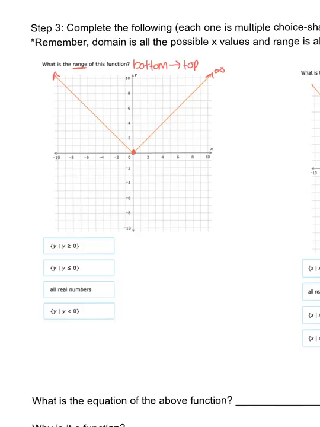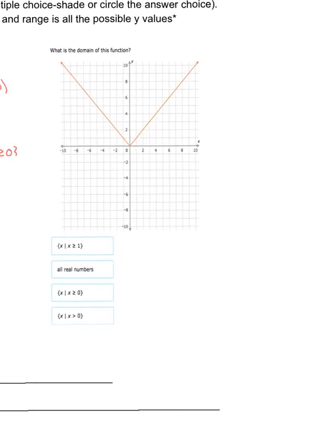Range also looks at y values. I'm not looking at the x values, I'm looking at the y values. So the starting point is at 0, and then all of the values are going to continue to move up and go to infinity. So we can either write this as 0 to infinity, or I can say this is going to be the set of all y values such that all my y values are bigger than or equal to 0. So I'm going to choose this answer choice right here.